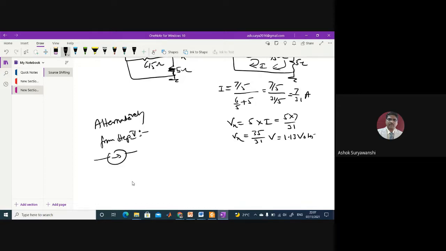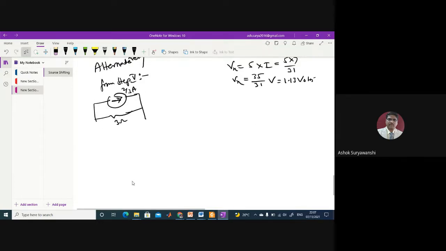This is a 2 by 3 ampere current source. This one is a 3 ohm resistance. Then another parallel current source of 1 by 2 ampere, with a resistance of 2 ohm. And from here, this is Vx, right? And from Vx, the resistance was like this, 5 ohm, and then we had connected something like this, grounded.